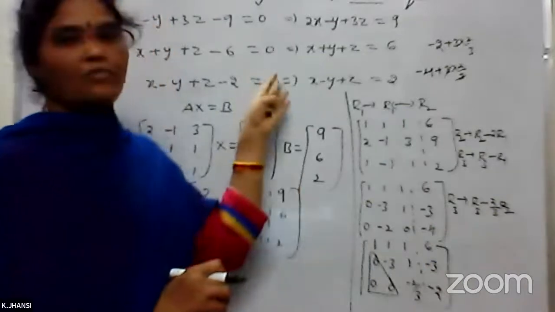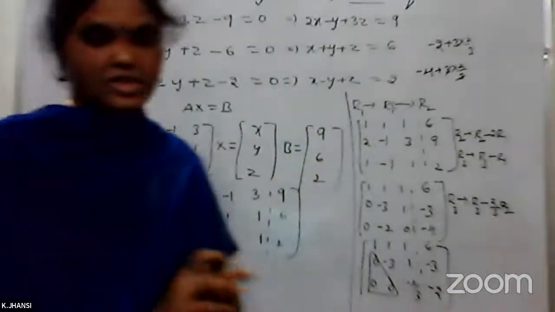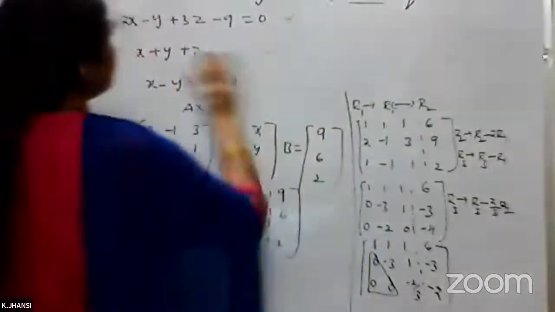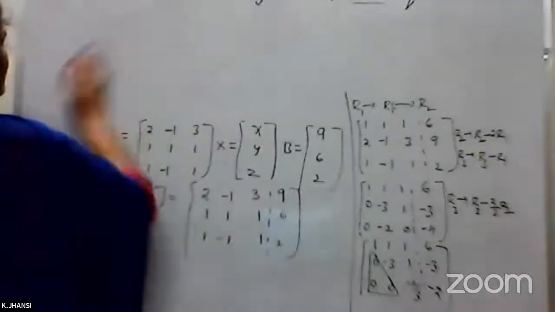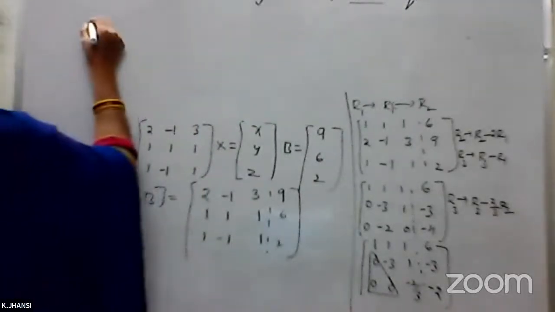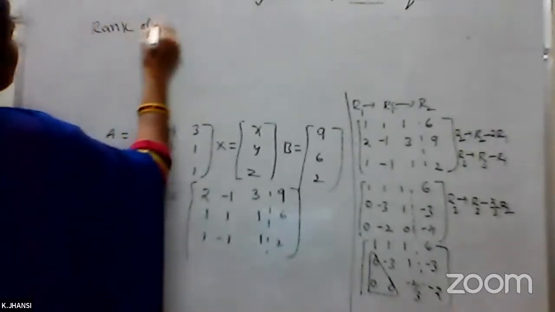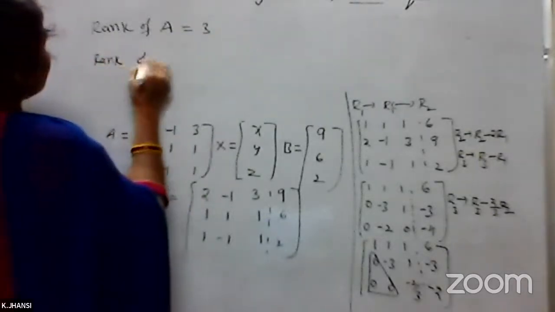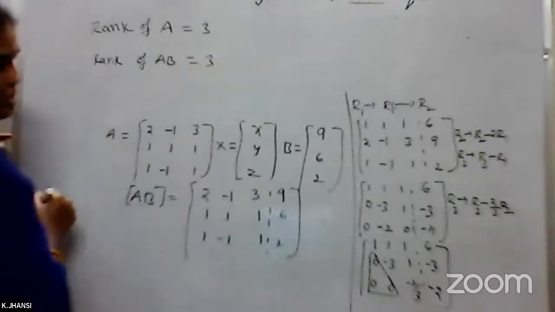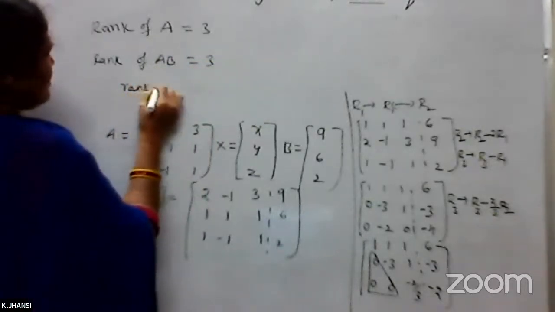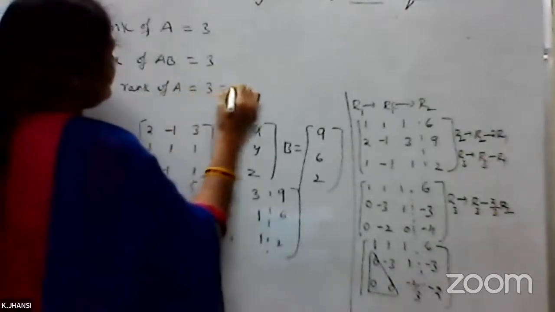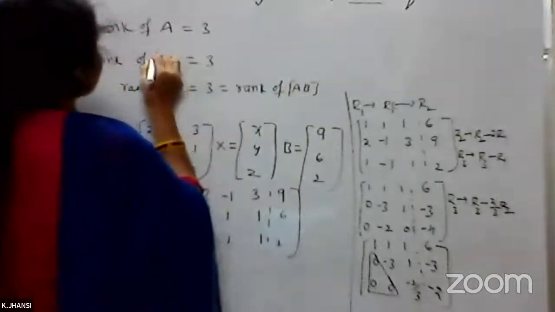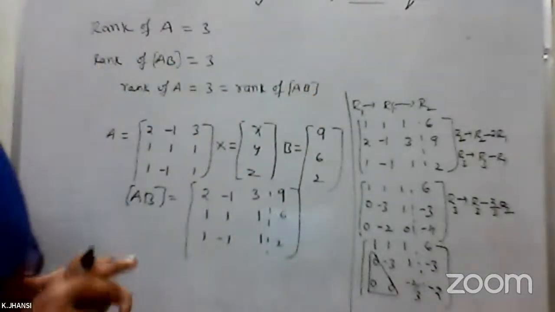So we got rank of A equals rank of AB, so it is a consistent equation. So rank of A equals 3 and rank of AB equals 3. That means rank of A is equal to 3, equal to rank of AB. So we'll get the no solution.